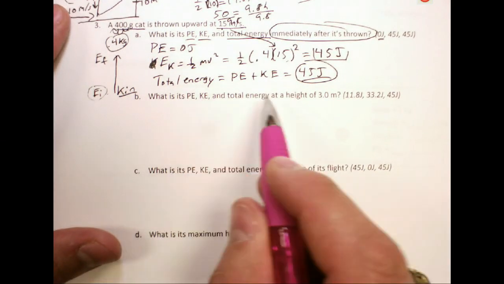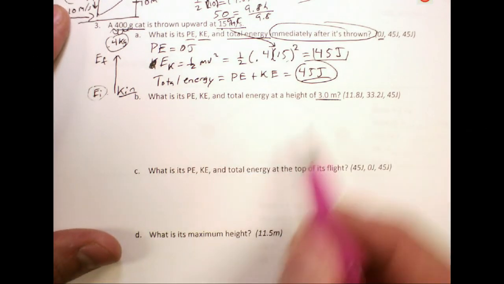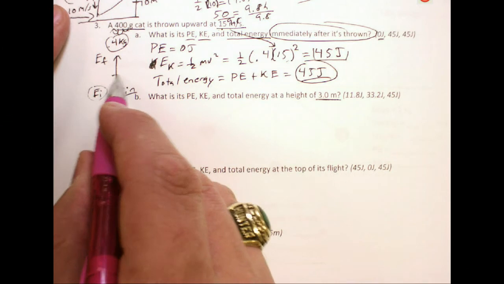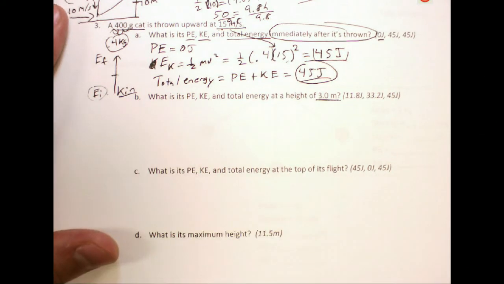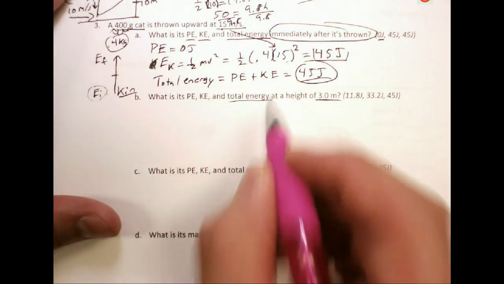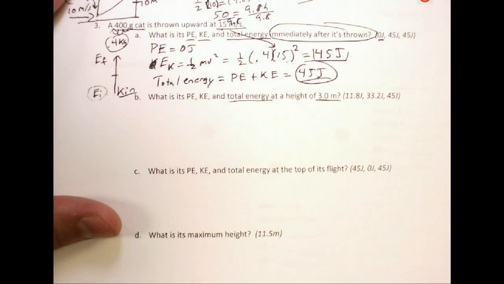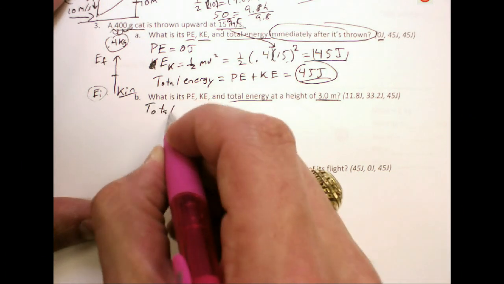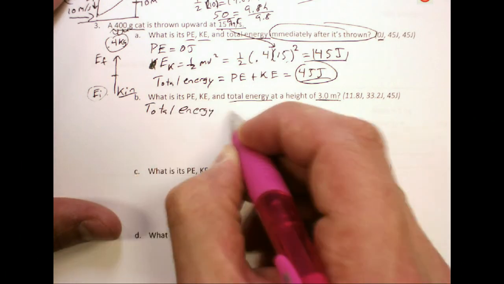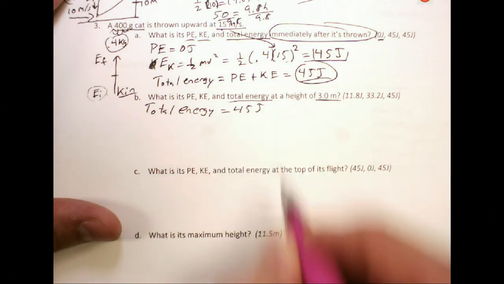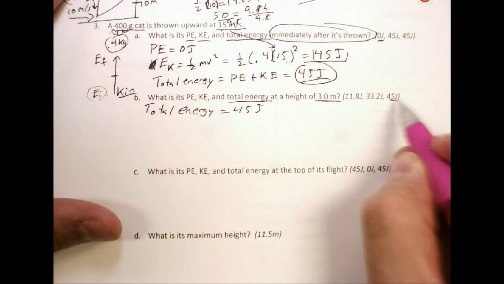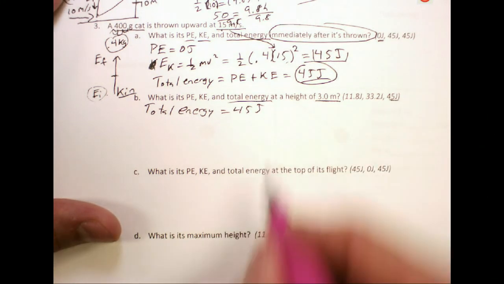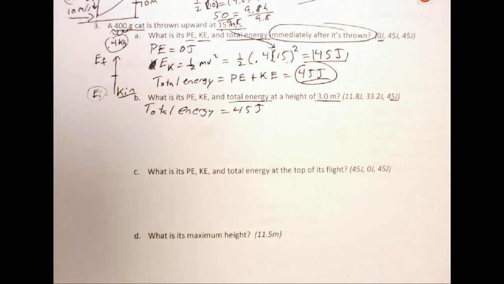Potential, kinetic, and total energy at a height of 3 meters. All right, so now we're somewhere in the middle here on our picture at a height of 3 meters. Well, I can tell you what total energy is right now, because I know from conservation of energy, total energy does not change. So the total energy must be 45 joules. It has to be. And that's our answer right here. 45 joules.